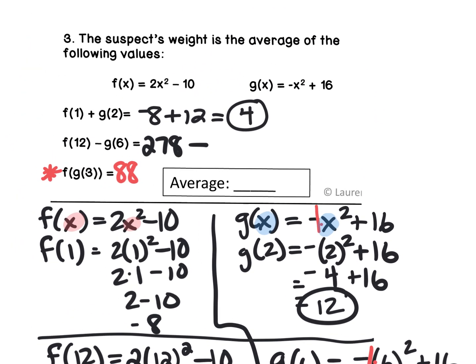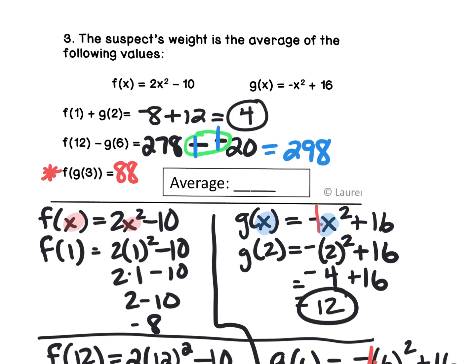So it's 278 minus negative 20. This is where a lot of you made a mistake in class today. Minus and negative, when you have that, they both turn into plus. So it's 278 plus 20 to get you 298.